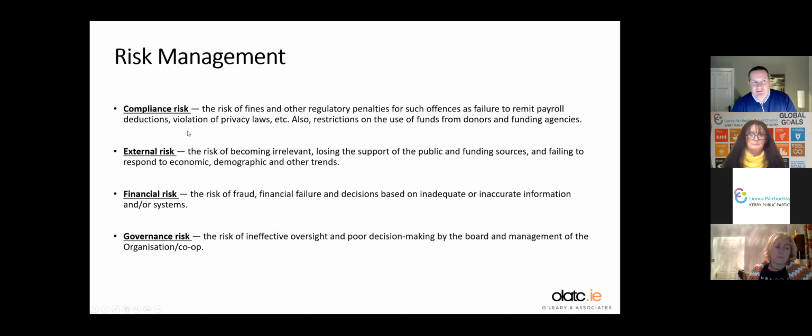So compliance risk is number one. Basically this is where you run into problems because you're not compliant with regulations. So not doing returns to Revenue, not doing returns to the Charity Regulator, not doing returns to your funders, just basically not being compliant, where it's now going to cause you problems with funding or potentially with penalties down the line.